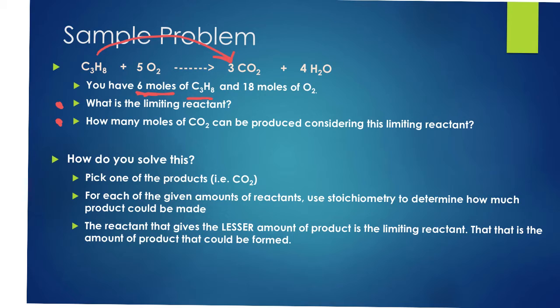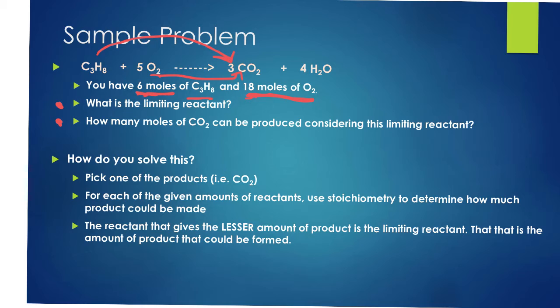So the first time you're just assuming there's plenty of oxygen. Then the second time you do it, you assume there's plenty of pentane, and you're going to say, okay, if I have 18 moles of oxygen, how much carbon dioxide can be produced?